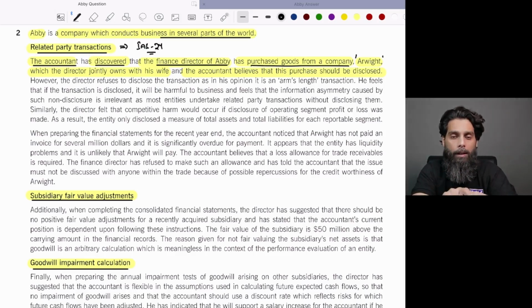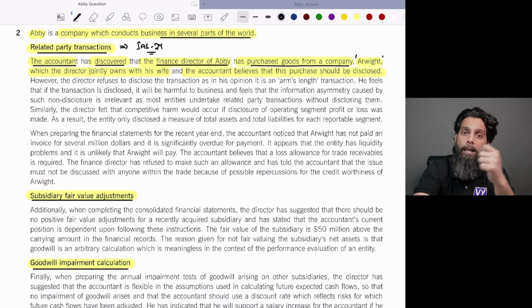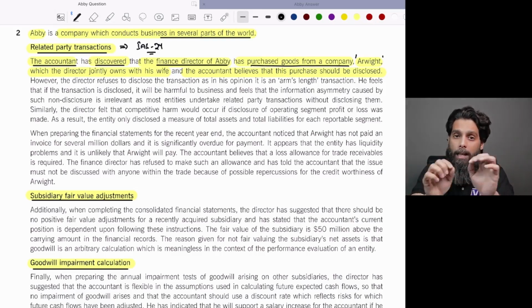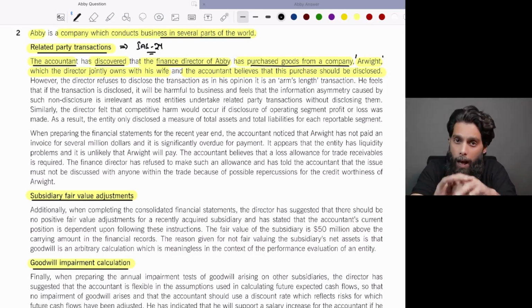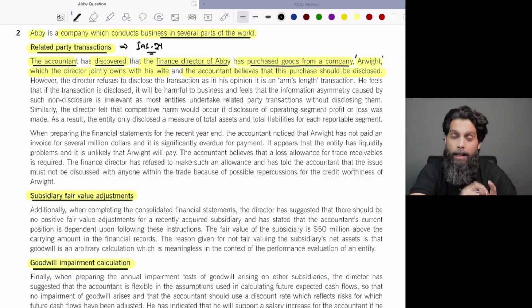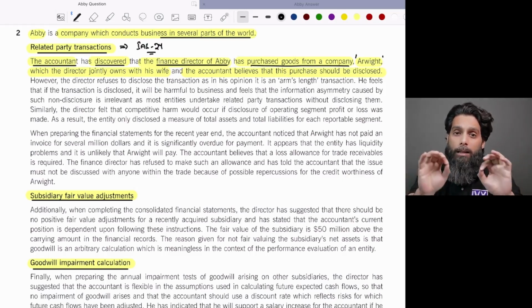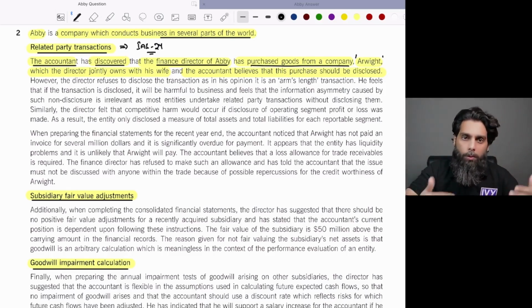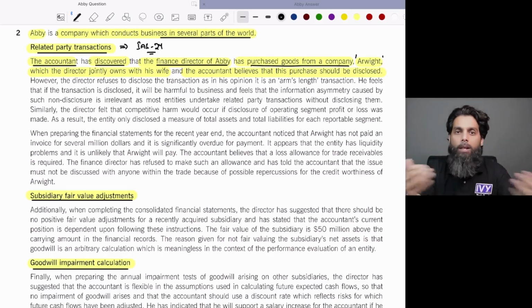Now you need to remember that according to IAS 24, if a transaction with a related party happens, and a related party can be an individual or another company, IAS 24 reminds you that even if that transaction is on a fair value basis or even on an arm's length basis, the transaction should still be disclosed. You see, IAS 24 is not stopping a company from transacting with related parties. If you're doing business, you need to transact with related parties. Nobody is stopping you.